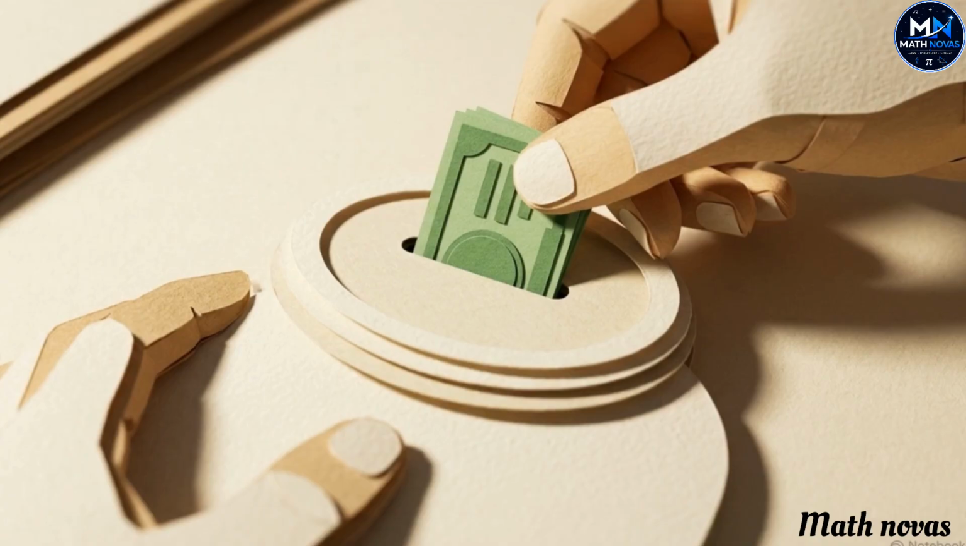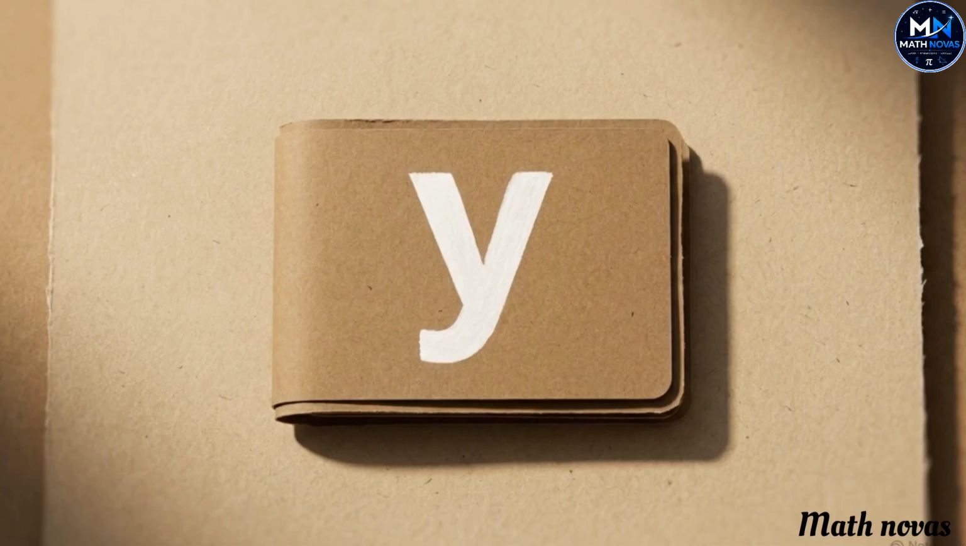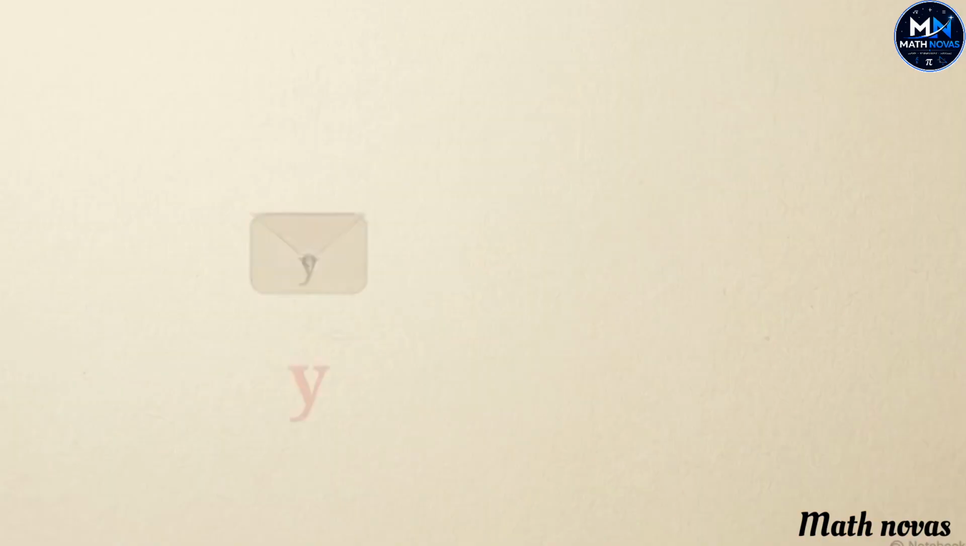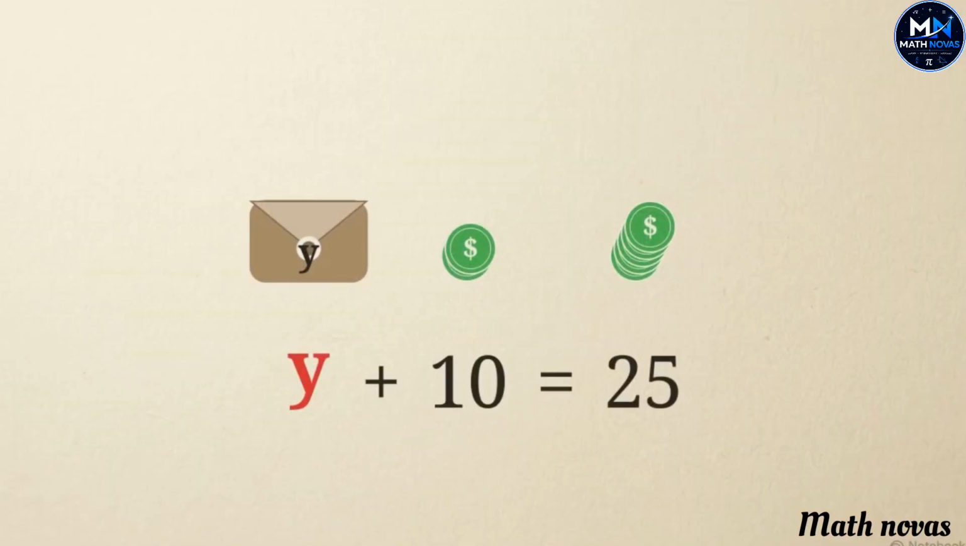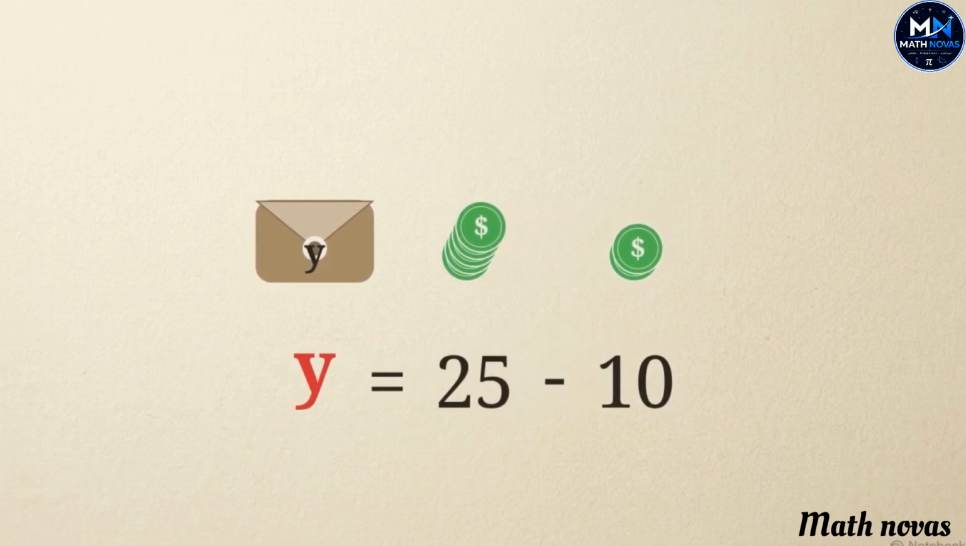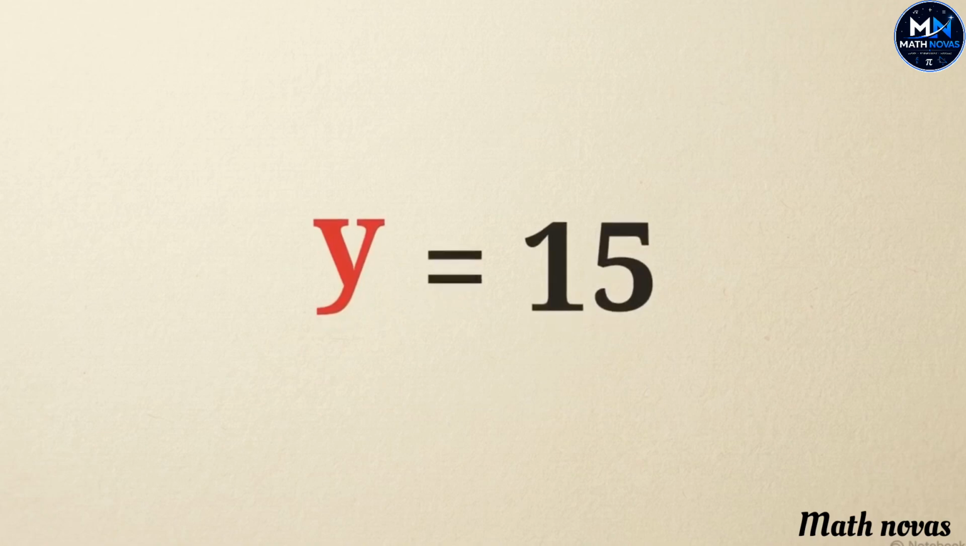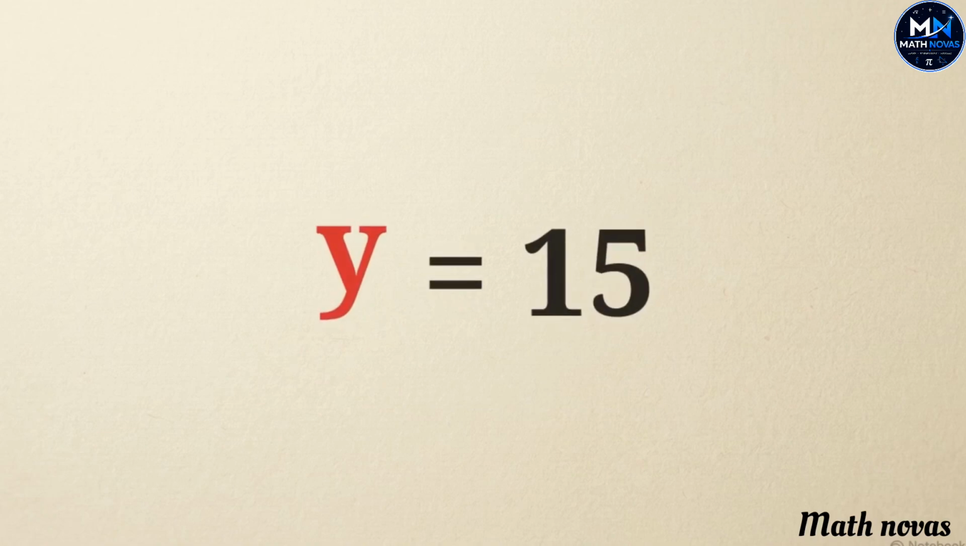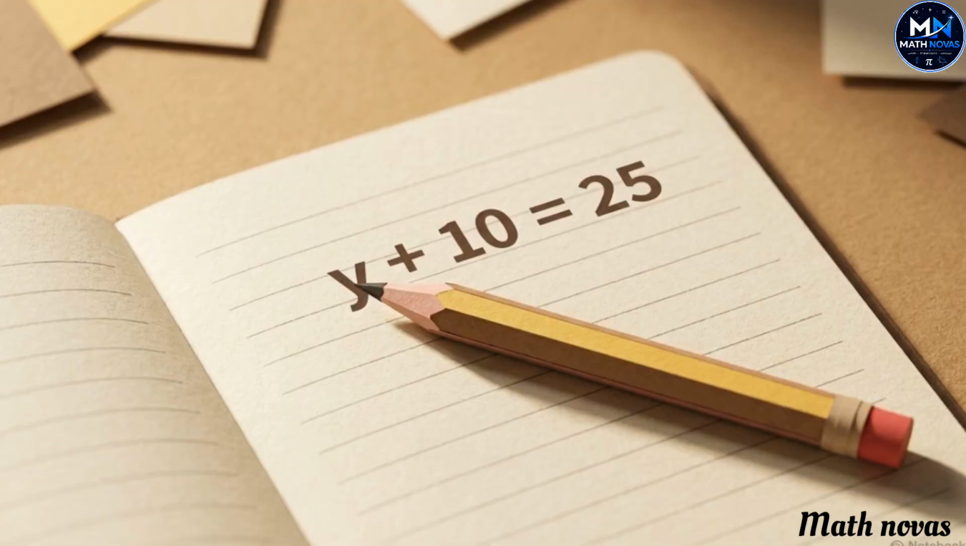We can apply this to other scenarios, like saving money. This time we'll use the variable y to represent the cash currently in your wallet. If you earn another $10 and your total reaches 25, your equation is y plus 10 equals 25. Since 25 minus the 10 you just earned is 15, y equals 15. Solving an algebraic equation is just the simple process of working backward to discover the hidden value the variable represents.